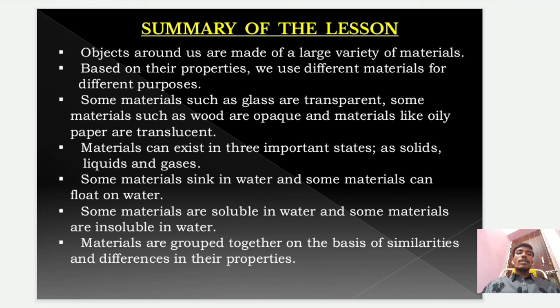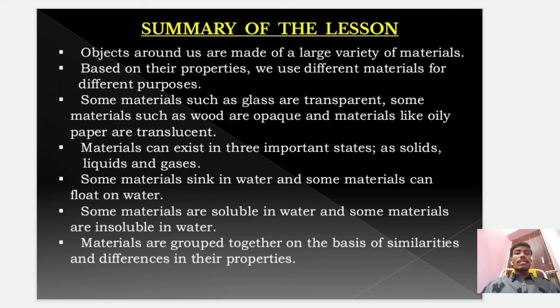And next one, this is the summary of the lesson. In the lesson, we learned some basic topics, and here I am giving some important points. Objects around us are made up of a large variety of materials. Based on their properties, we use different materials for different purposes. Some materials such as glass are transparent. Some materials such as wood are opaque. Oily paper is a translucent material.